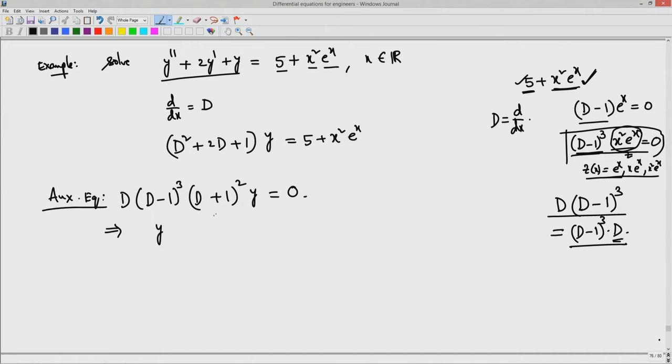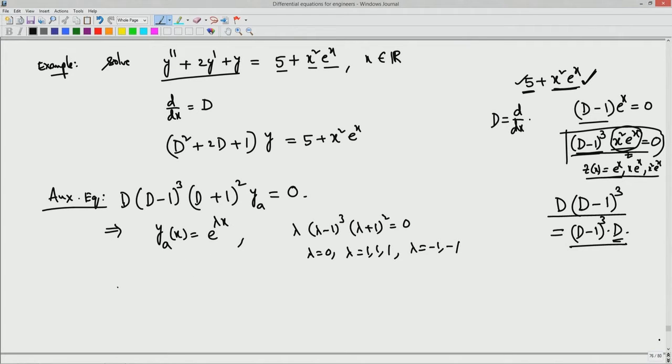Okay. So, if you want to call this y of x, what are the roots here? You simply look for e power lambda x. If you put it, you have (lambda minus 1) power 3 and (lambda plus 1) square equal to 0. So, these are the roots you will get: lambda is 1, 1, 1, three times, and lambda is minus 1, minus 1.